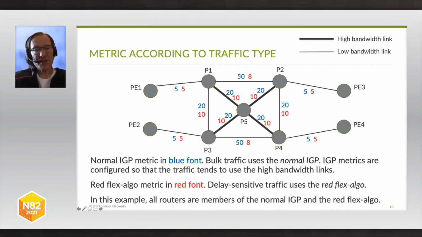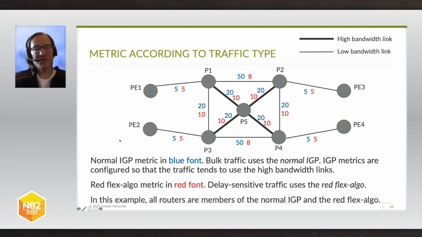If you look at the diagram, you can see that the high bandwidth links are shown with thicker lines, and those are the diagonal links across the core of the network, while the horizontal and vertical links have lower bandwidth. On the other hand, we want delay sensitive traffic to follow the shortest possible path, and so we map that onto the red flex algo in this example, and the red flex algo has metrics shown in this red colored font.